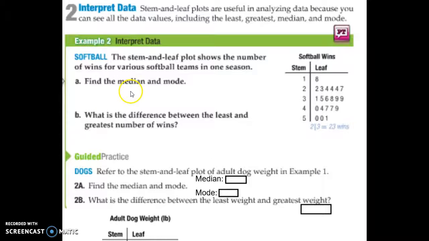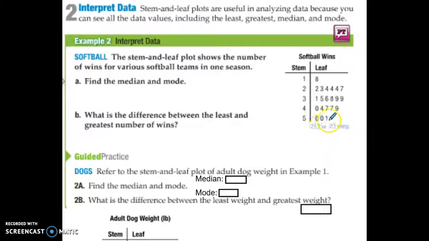Alright, interpreting data. How do I use this information from a stem and leaf plot? Well, again, we're doing mean, median, mode, different things like that. So here's the number of softball wins various softball teams had in a season. They had the key, 2 | 3 equals 23 wins.